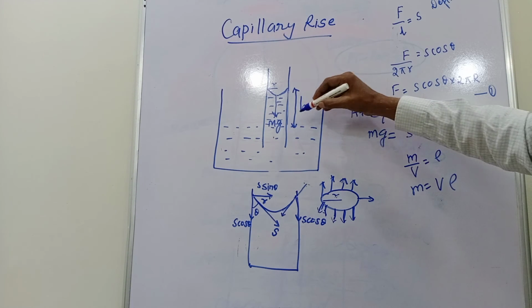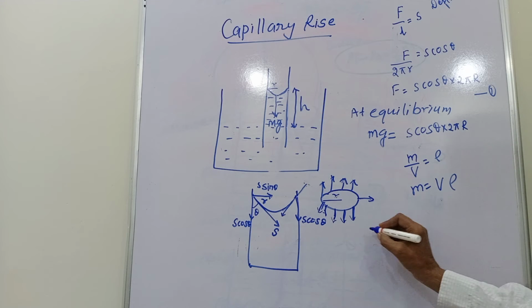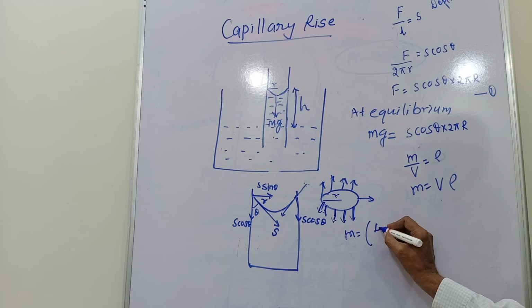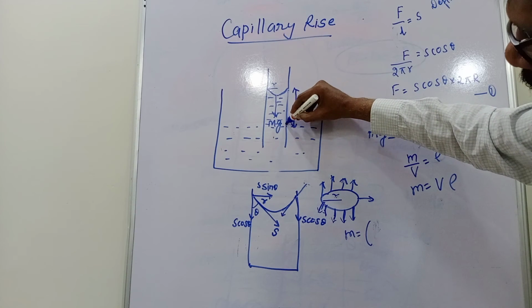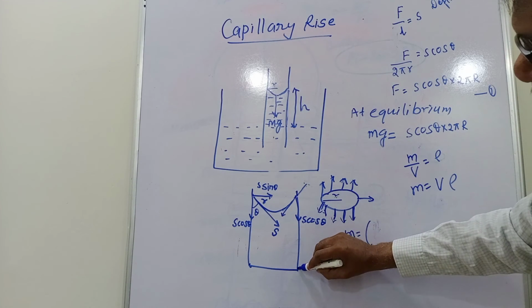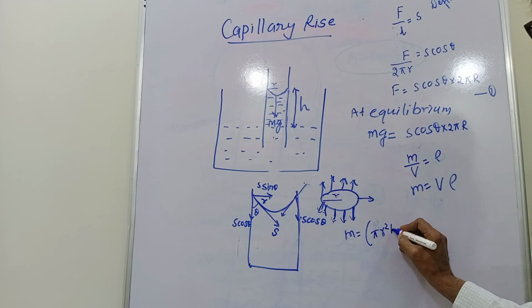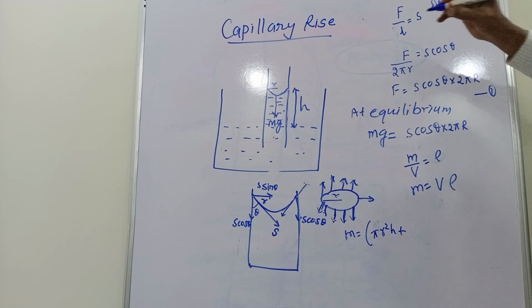But what is the volume of this? इसका वॉल्यूम बताना है. तो mass will be, volume will be pi r square h. क्योंकि अगर हम यहाँ पर एक सिलेंडर बना लें, इस सिलेंडर की हाइट h, तो पाई r square h, plus this is the height of the cylinder. Now we have taken the cylinder.